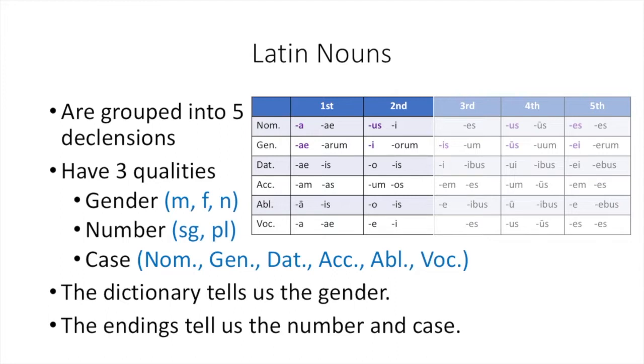And all nouns, regardless of which declension they are in, have the same 3 qualities: gender, masculine, feminine, or neuter; number, singular or plural; and case, nominative, genitive, dative, accusative, ablative, and vocative. You also remember that for our nouns, the dictionary will tell us what the gender of each noun is, and the ending of your noun tells you the number and case. So you already know first and second declension nouns, so let's expand that knowledge to include your third declension nouns.